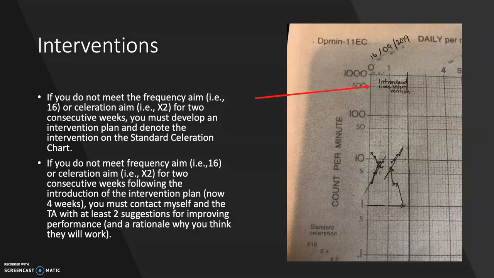During this exercise, if you are not meeting the frequency aim of 16 or the acceleration aim of times 2 for 2 consecutive weeks, you must develop an intervention plan and denote it on the standard acceleration chart with a phase line and a description of the intervention. If you do not meet the frequency aim of 16 or acceleration aim for 2 consecutive weeks following the introduction of the intervention plan, we're now at 4 weeks, you must contact myself and the TA with at least 2 suggestions for improving performance and a rationale for why you think they will work.